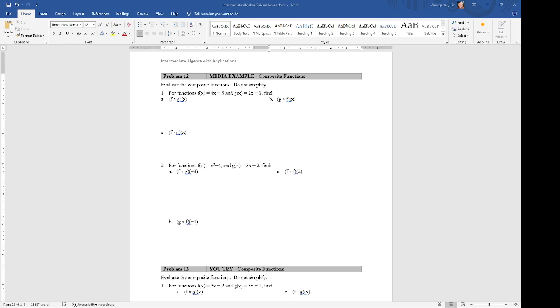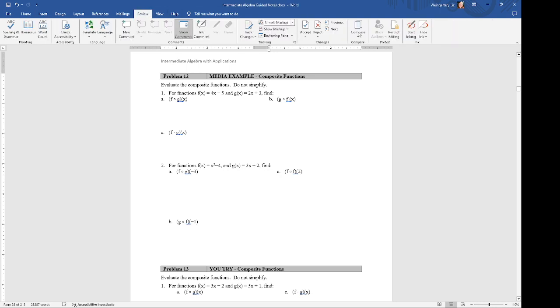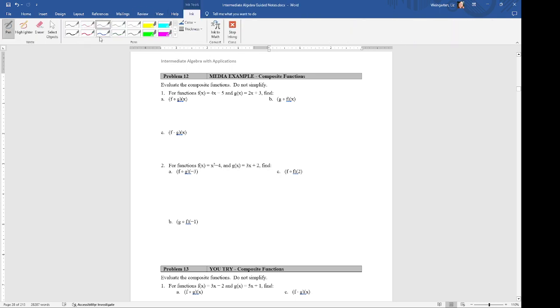Next, we're looking at composite functions. Be sure to review the steps on how to evaluate composite functions on the previous page. Your homework and these guided notes are not going to require you to simplify the composite functions. So let's go ahead and perform a composite function.